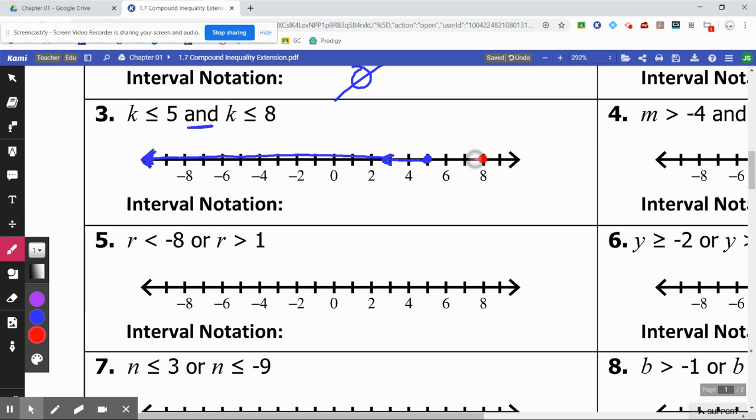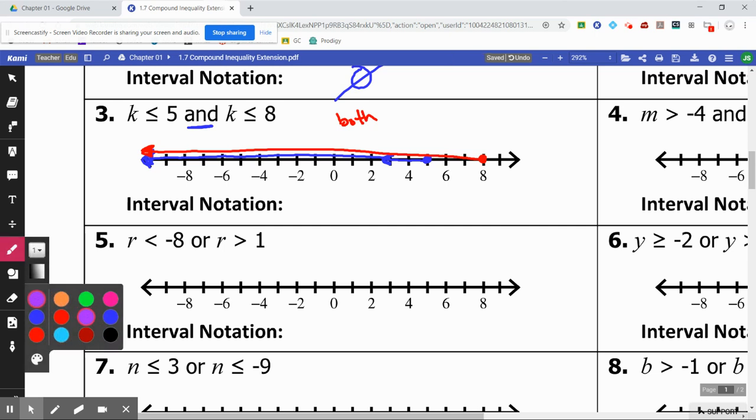We didn't run into any that went in the same direction like this. So let's think about the word both. We're looking for numbers that are both smaller than 5 and smaller than 8. Now let's change to a third color. Is this number right here smaller than 5 and smaller than 8? No. It's smaller than 8. It satisfies the red condition, but not the blue condition. Is this number smaller than both? No. Is this number less than or equal to both? Yes. It is on the blue line, and it's also covered by the red line. That satisfies it. 4 satisfies both.